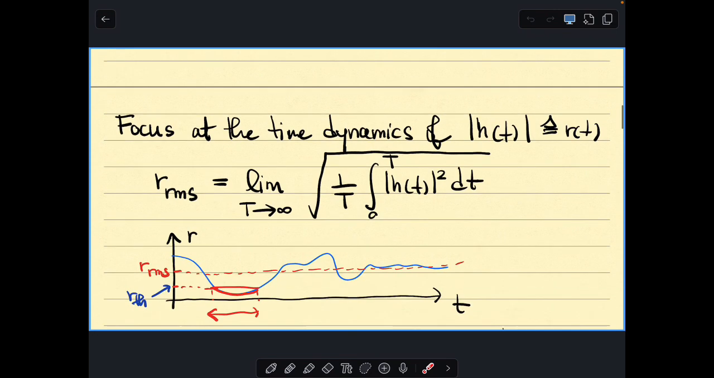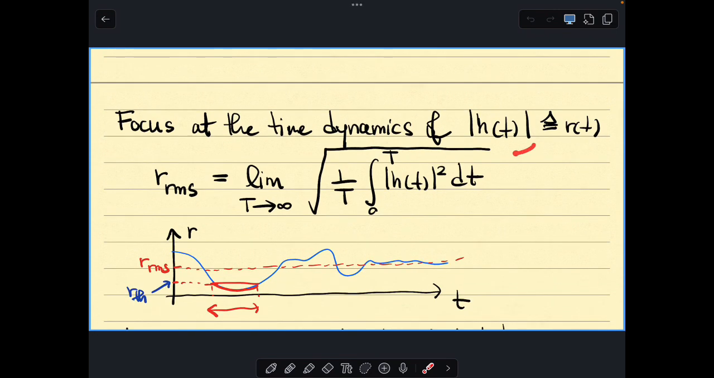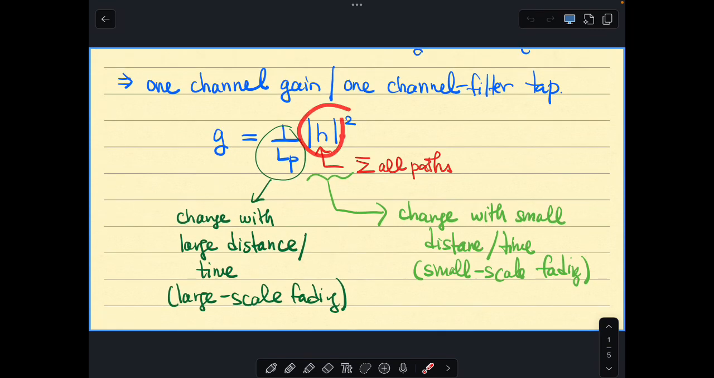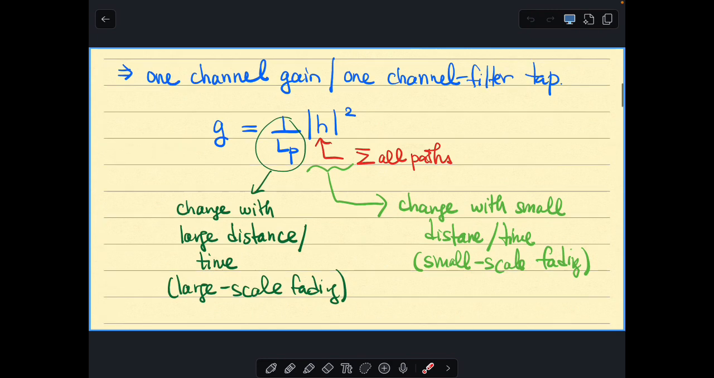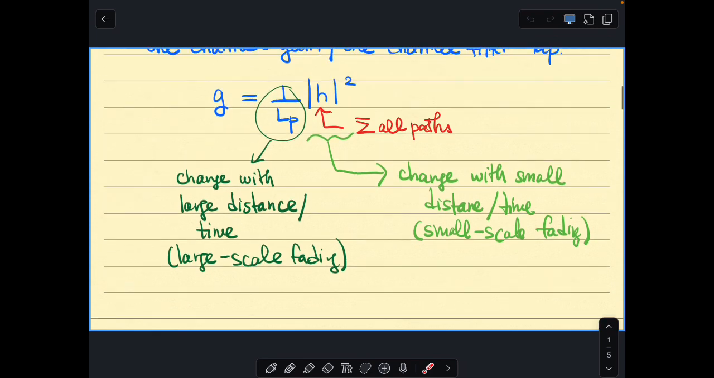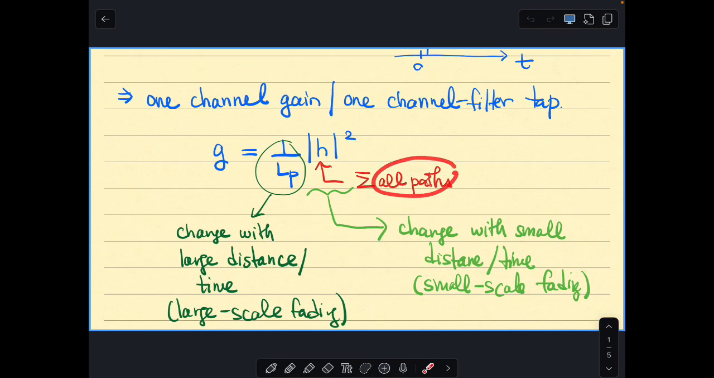Now we're gonna focus on just the small scale fading, just this part. We want to know the behavior of this. How does it change with time? We can assume some simulation model. We can assume that these paths, there are going to be a lot of them. So when you sum them up, this is going to be complex Gaussian.